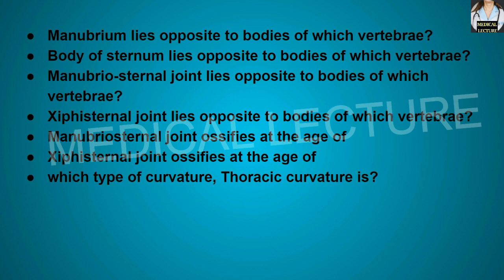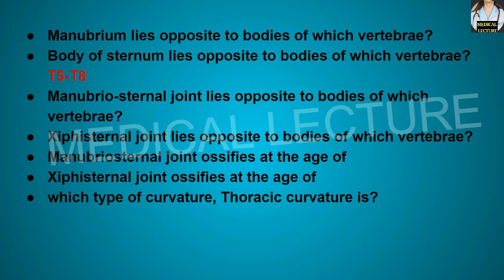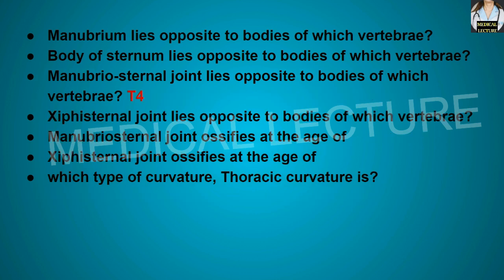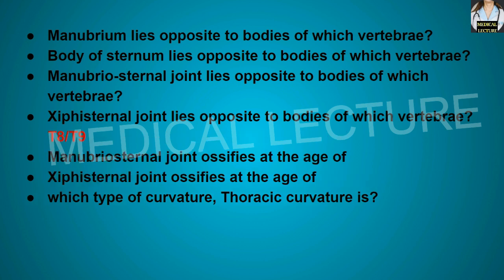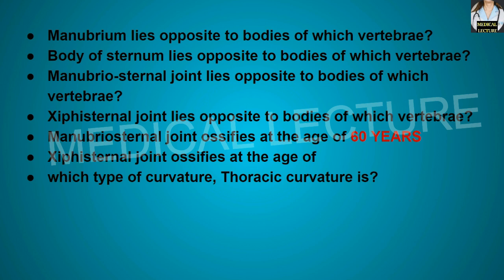Manubrium lies opposite to bodies of which vertebra? T3 and T4. Body of the sternum lies opposite to bodies of which vertebra? T5 to T8. Manubriosternal joint lies opposite to bodies of which vertebra? T4. Xiphisternal joint lies opposite to bodies of which vertebra? T8 or T9. Manubriosternal joint ossifies at the age of 60 years. Xiphisternal joint ossifies at the age of 40 years.